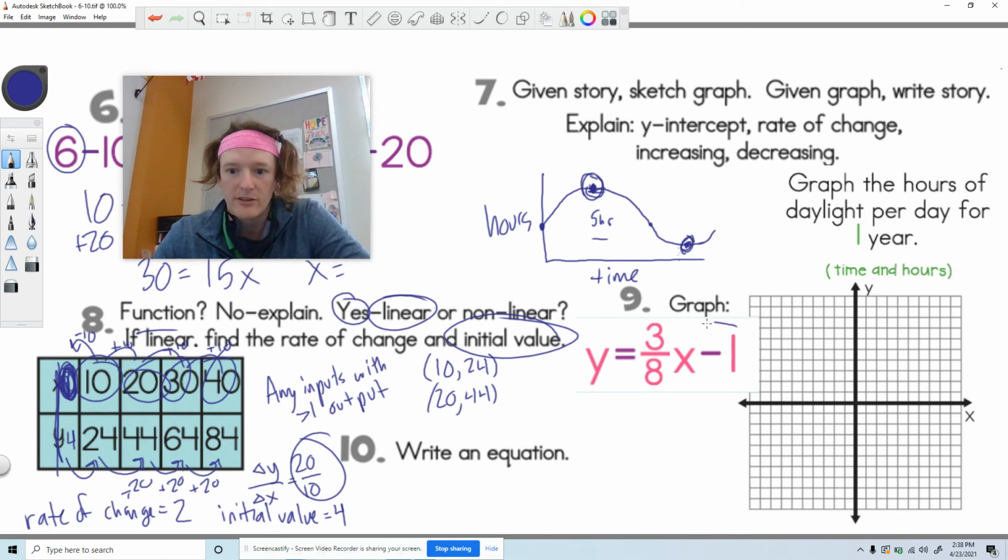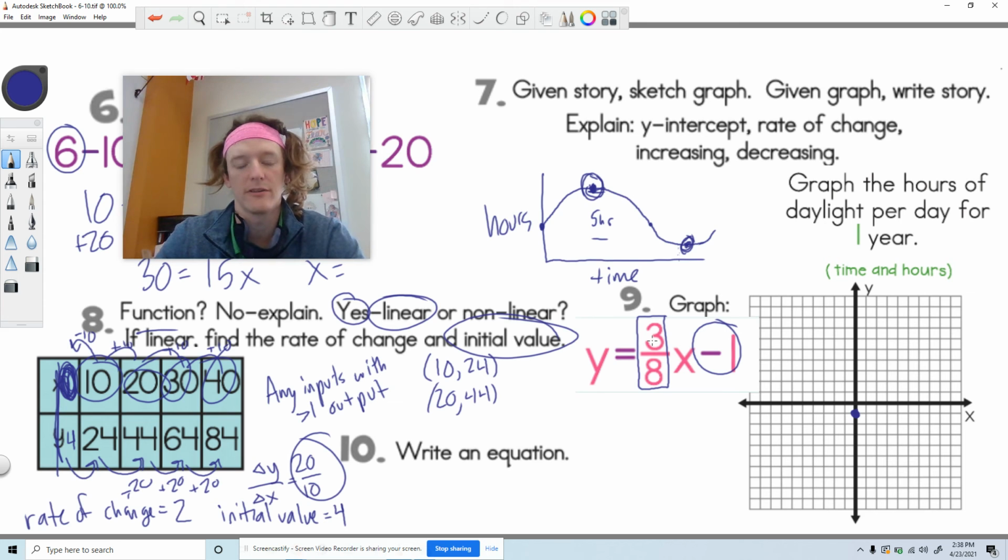So number 9, the initial value where x is 0 is at -1. We need to graph this. Our slope means we're going to go up 3 over 8, up 3 over 8. I'm not going to go any further than this. I think you can graph this line.